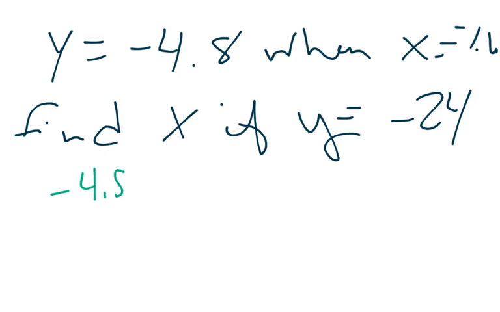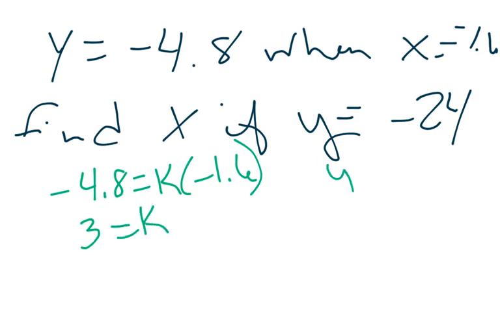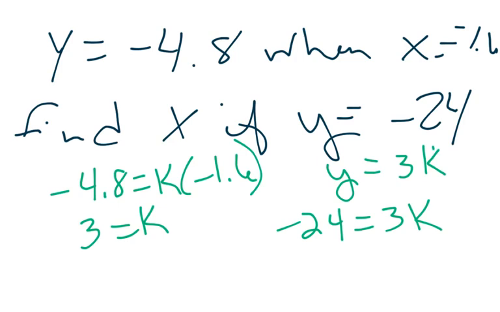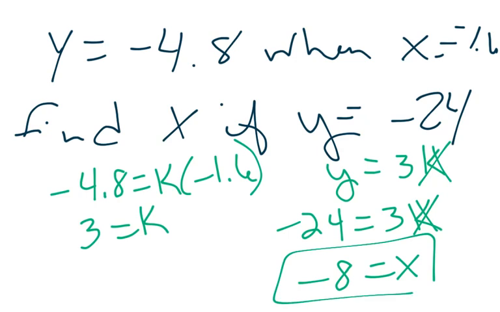Negative 4.8 is equal to k times negative 1.6. Divide by negative 1.6, and 3 is equal to k. So y is equal to 3x. Put negative 24 in for y. Negative 24 is equal to 3x. My bad, I said 3k, it's 3x. Divide by 3, and negative 8 is equal to x.